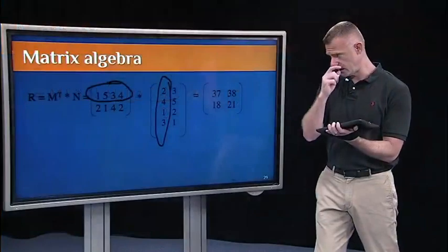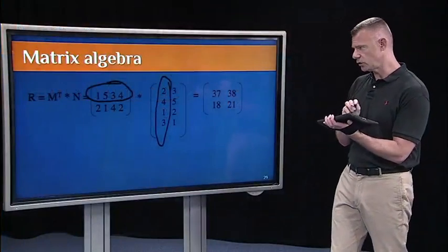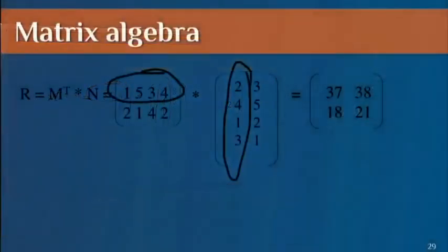So let's go through that again. That's 1 times 2 is 2, plus 5 times 4 is 20, so I'm up to 22, plus 3 times 1, so now I'm at 25, plus 4 times 3, that's 12, that gives me 37.